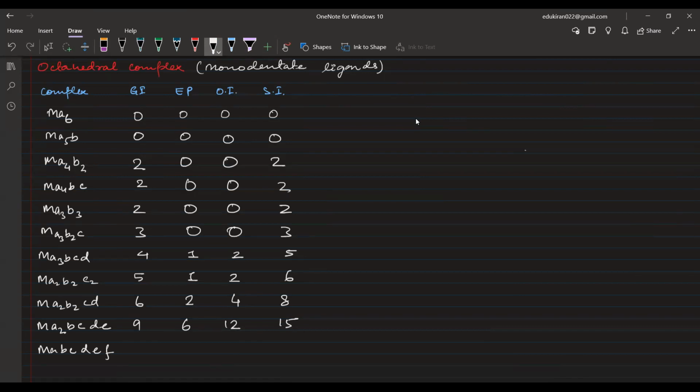For M, A, B, C, D, E, F, you're in total going to get 15 different geometrical isomers. All of them will have one enantiomeric pair. That will give you 30 optical isomers and 30 stereoisomers in total, because the 15 geometrical isomers are already included in the optical isomers. Okay, that is why you're going to get 30 stereoisomers.